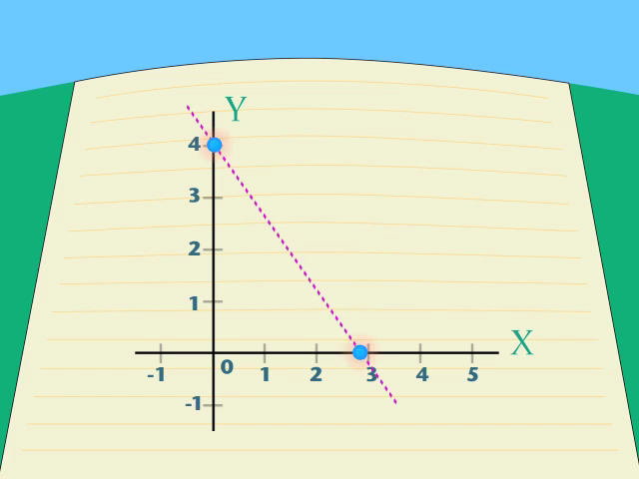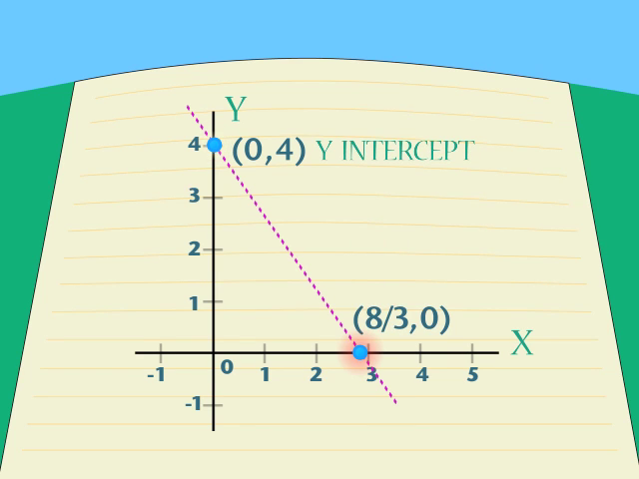First, the 2 points that we calculated have special importance because they lie right on the axes. For that reason, we give them special names. 0, 4 is the y-intercept, 8/3, 0 is the x-intercept. The straight line graph crosses the two axes at the x and y intercepts.